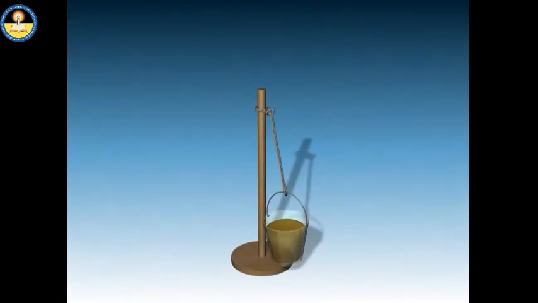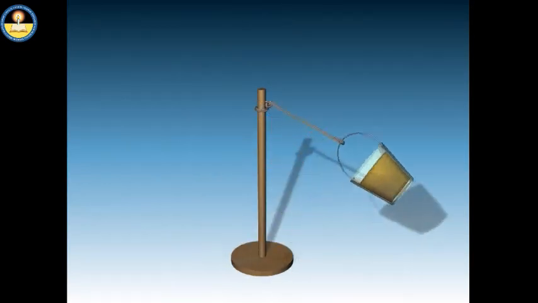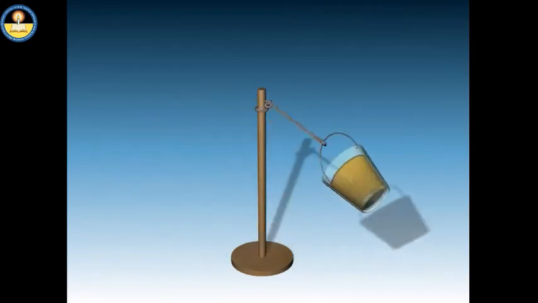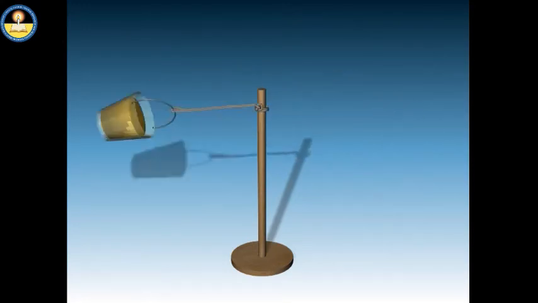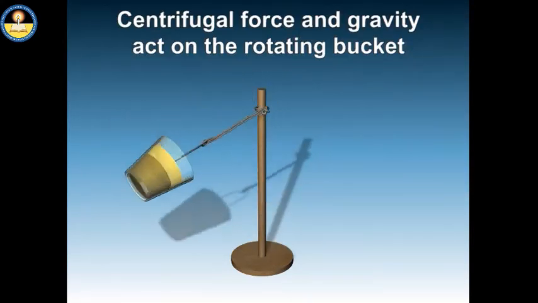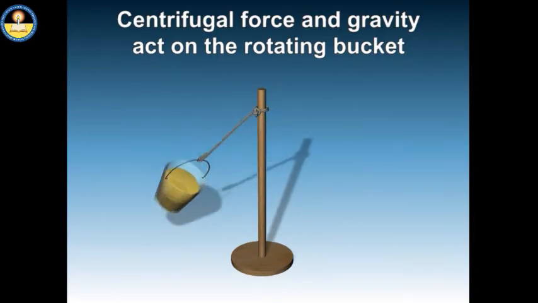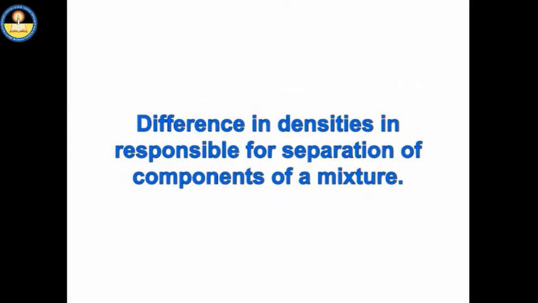We take a bucket of muddy water tied with a rope to a central support. When this bucket is rotated at a very high speed for some time, we find that the sand separates from water. This is because centrifugal force and gravity act on the rotating bucket. Difference in densities is responsible for separation of components of a mixture.